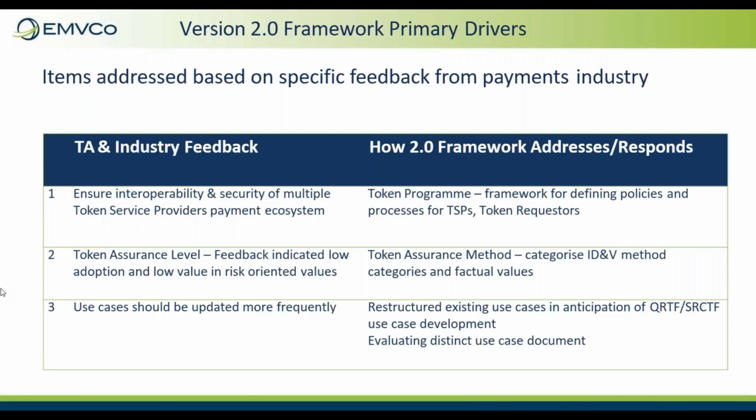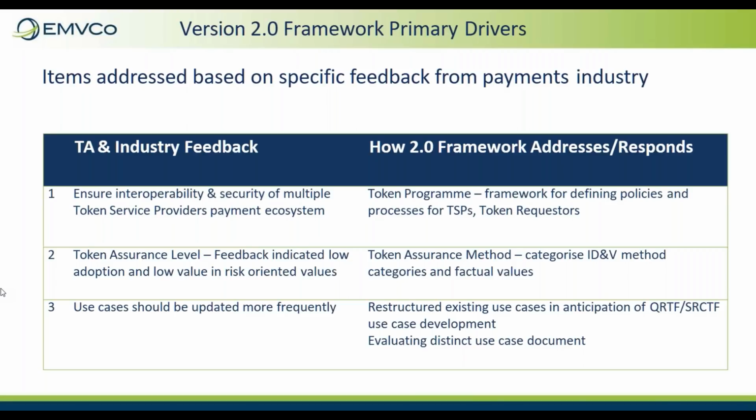So, you told us that we need to ensure interoperability and security of multiple token service providers in the payments ecosystem. And we made sure that we clarified that, yes, the framework accommodates a token program which defines policies and processes for TSPs and token requesters. You told us that the token assurance level, a concept in the first version of the spec, really wasn't meeting the need when it came to implementation. So we retooled that, and now it's the token assurance method that categorizes the ID and V method categories with factual values.